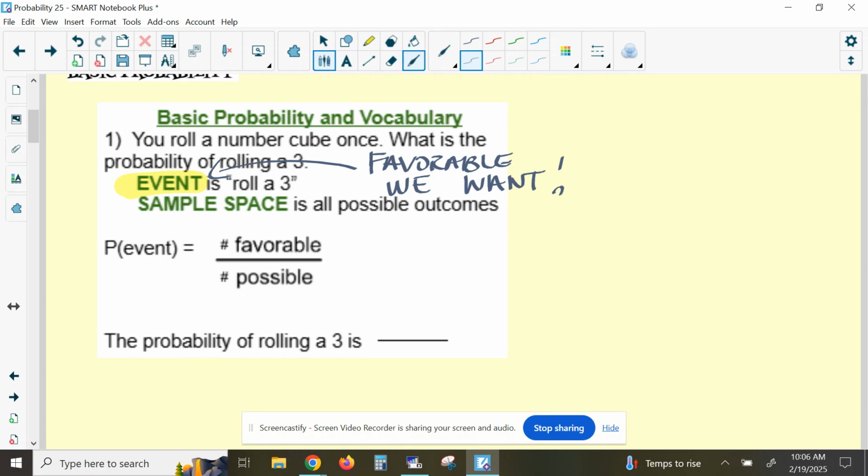The other thing we talked about was sample space. Sample space is going to be the total possible things that can happen. So your sample space is going to be your total.